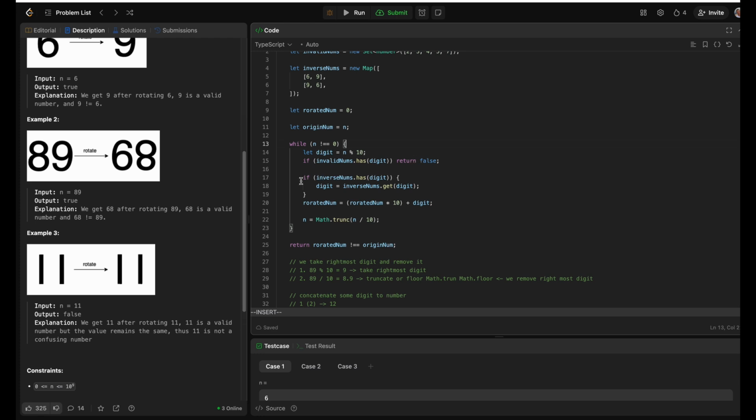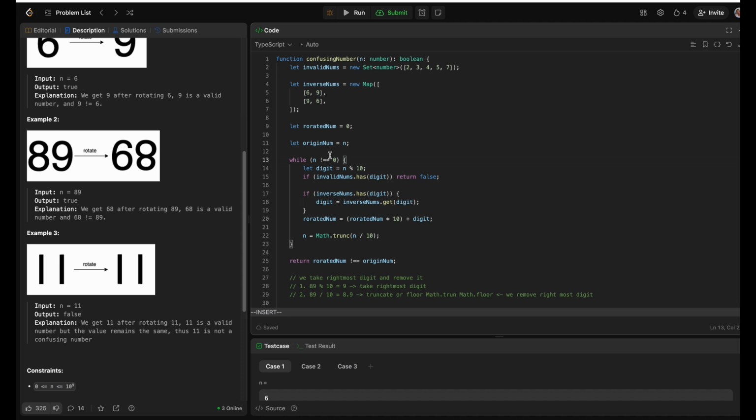Then we have inverse numbers. So if our taken number is 6 or 9, depending on the case, it means we have to change our digit. So for example, if our digit is 6, we understand there is a set of inverses, maybe it would be a better name, but anyway, inverse numbers. So we have to change this to the inverse number, and do the same thing for 9.